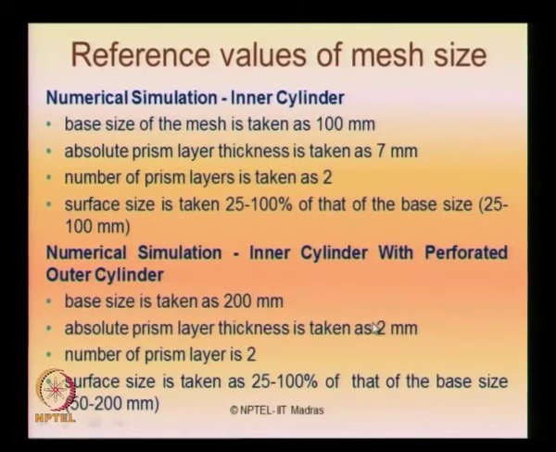The number of prism layers in both the cases is kept as 2, and the surface size is not varied much, whereas the base size is varied significantly from 25 to 100, that is what the limit is, whereas in this case 250 to 200, that is what the limit is.